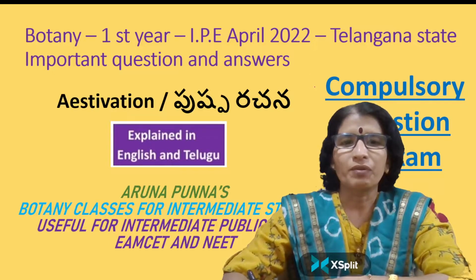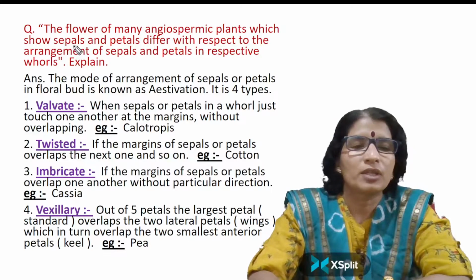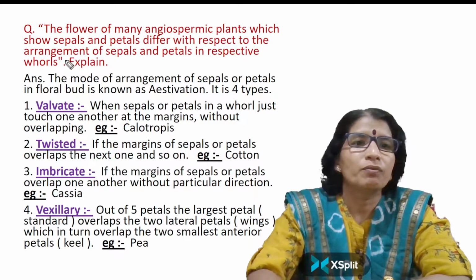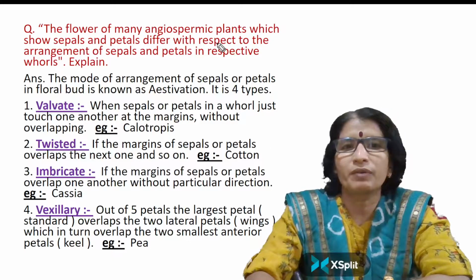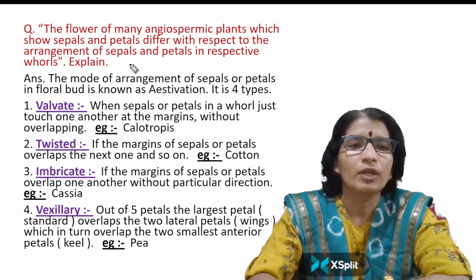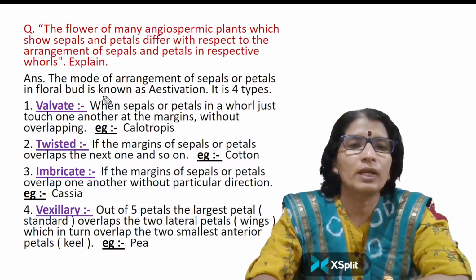Topic name: Aestivation. On the Aestivation topic in the examination you will get a question like this. The flower of many angiospermic plants which show sepals and petals differ with respect to the arrangement of sepals and petals in respective whorls. Explain. If you get this question, then you have to write the answer in this way.